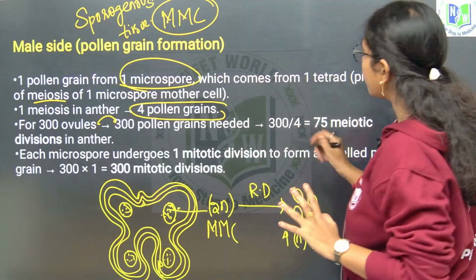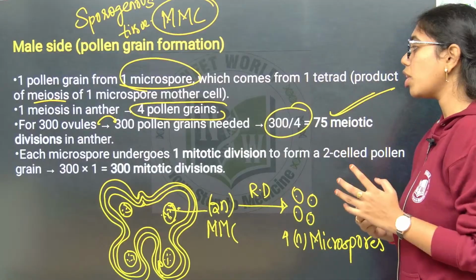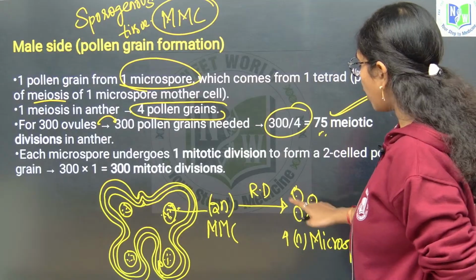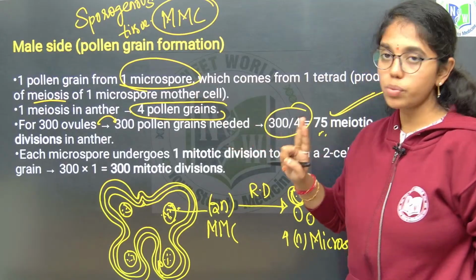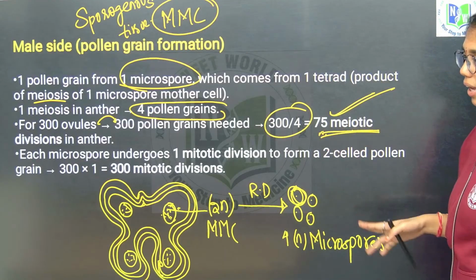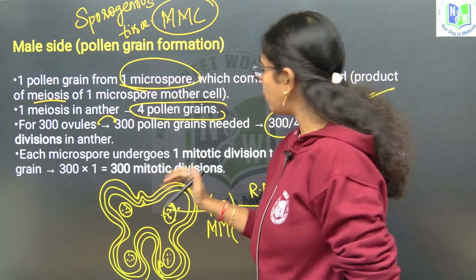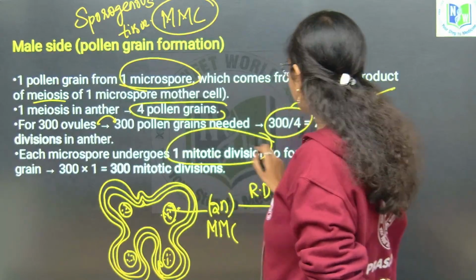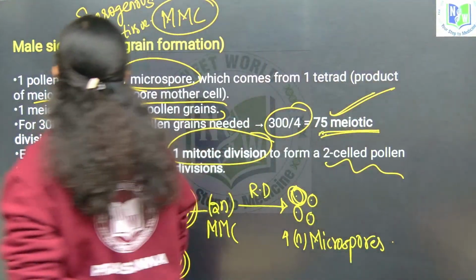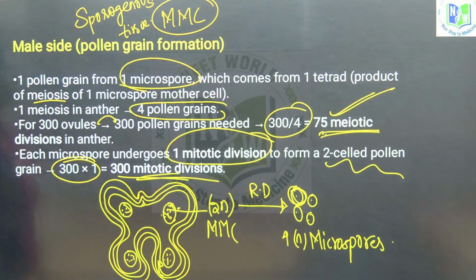So 300 by 4 is 75 meiotic divisions. How many meiotic divisions are required? 75, because one pollen grain is enough to fertilize one ovule. So 300 pollen grains by 4 is 75. 75 meiotic divisions are required. Each microspore will undergo one mitotic division to form a 2-celled pollen grain, and 300 into 1, that is 300 mitotic divisions, will happen.